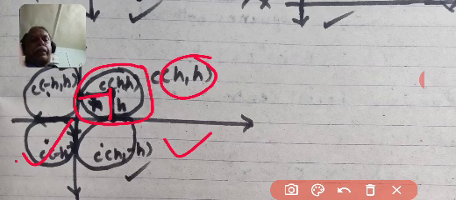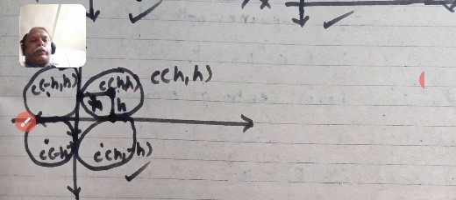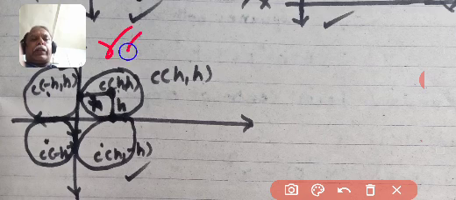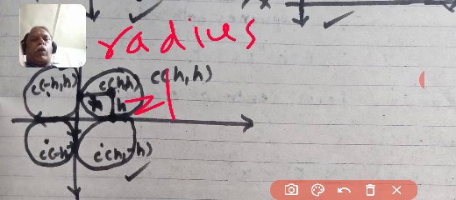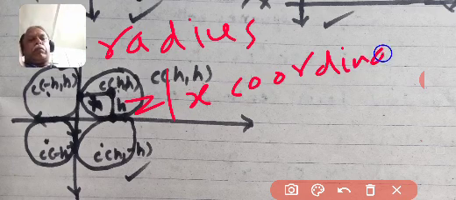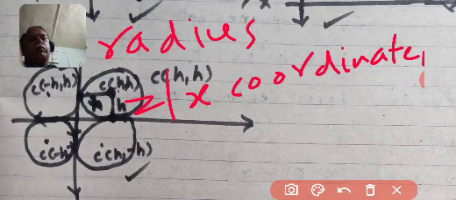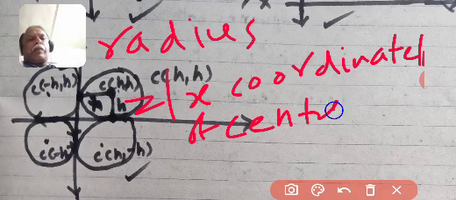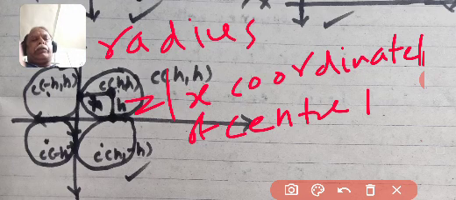In such a case, the radius is equal to the mod of either the x coordinate of the center or the y coordinate of the center, anyone, because both are always the same, only the signs may be different.